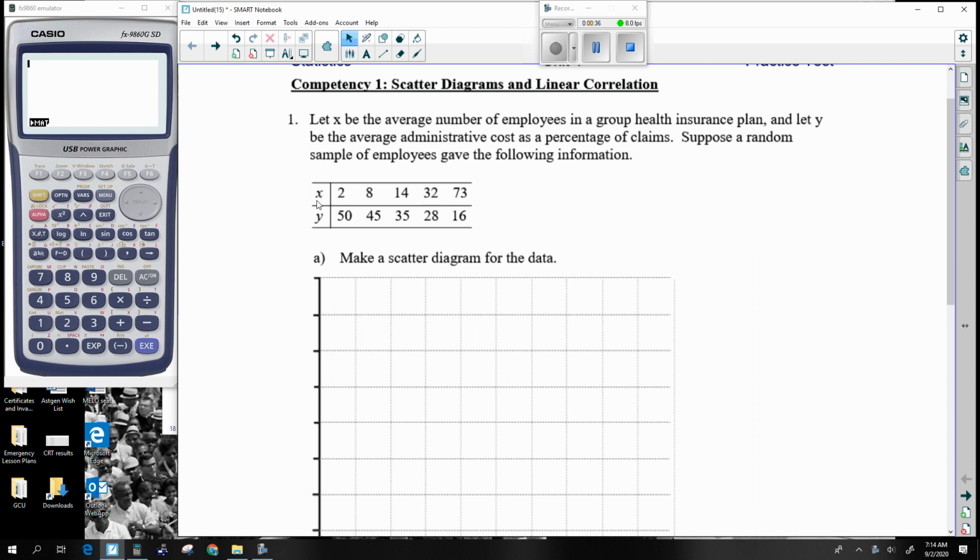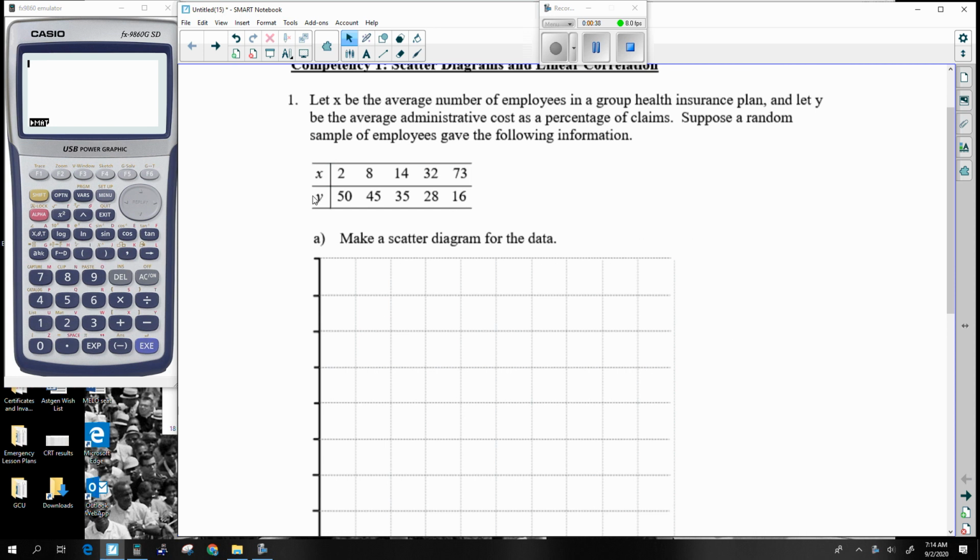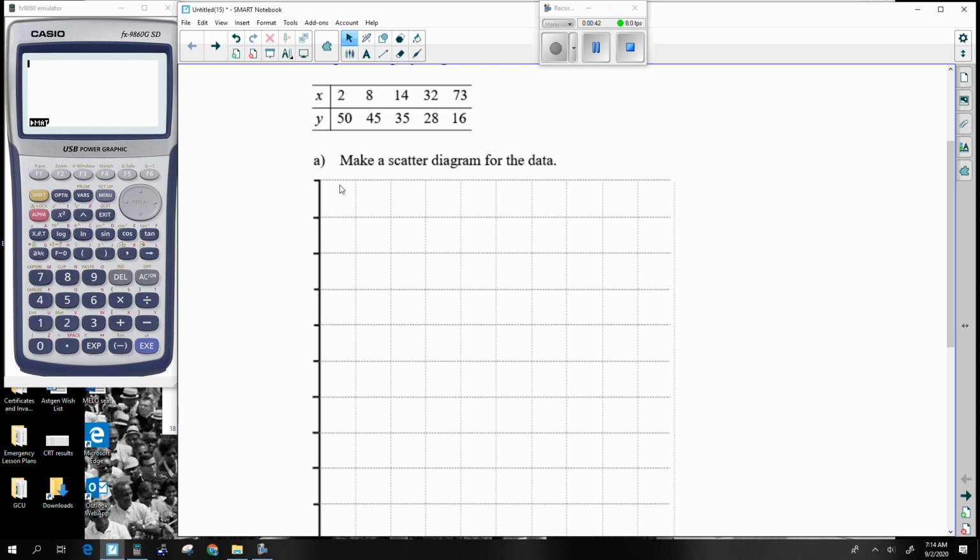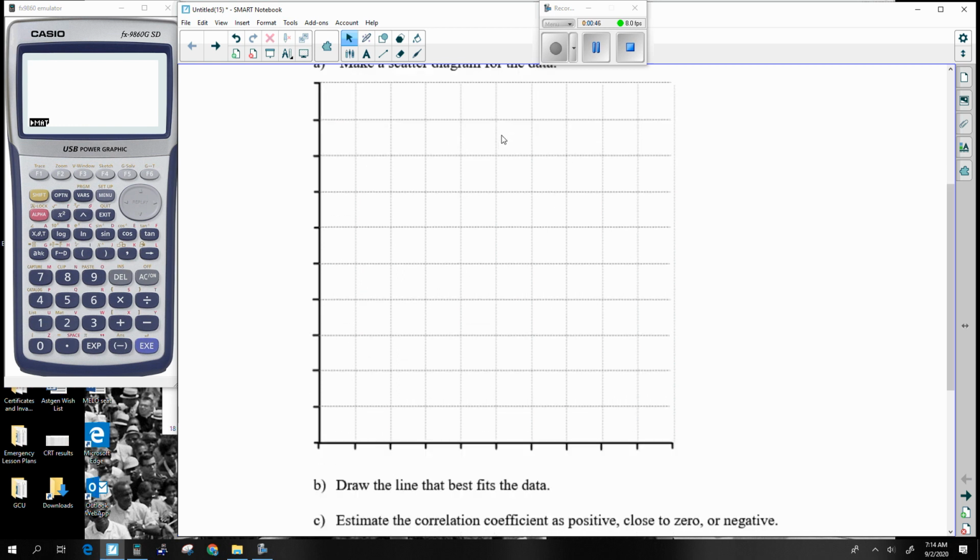So let's go ahead and get started with number one, where we are asked to make a scatter diagram from this. Okay, so I noticed that the x's go from 2 to 73. So I'm thinking that I can probably make it by tens. So 0, 10, 20, 30, 40, 50, 60, 70. Yeah, we're good if we go up by tens. So we start at 0 and we go up by tens.